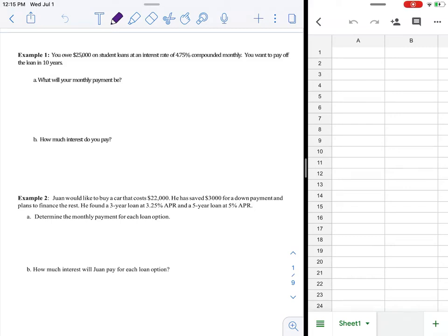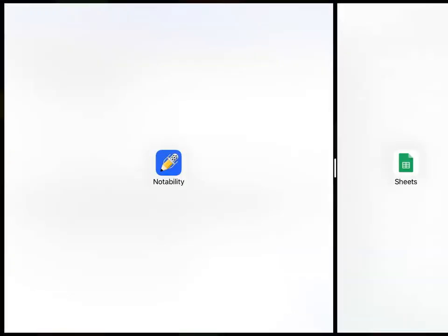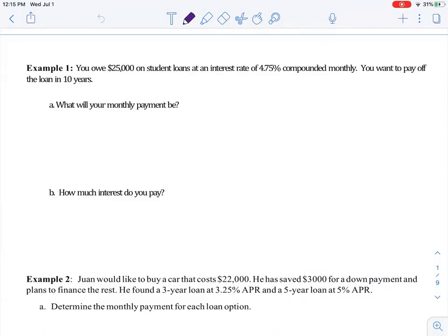All right, so we're going to start with example 1. It says you owe $25,000 on student loans at an interest rate of 4.75% compounded monthly. You want to pay off the loan in 10 years. So this is what I'm saying is you want to be really, really careful. I'm going to try to get rid of that so it's bigger for you. This gives it away. What will your monthly payment be?